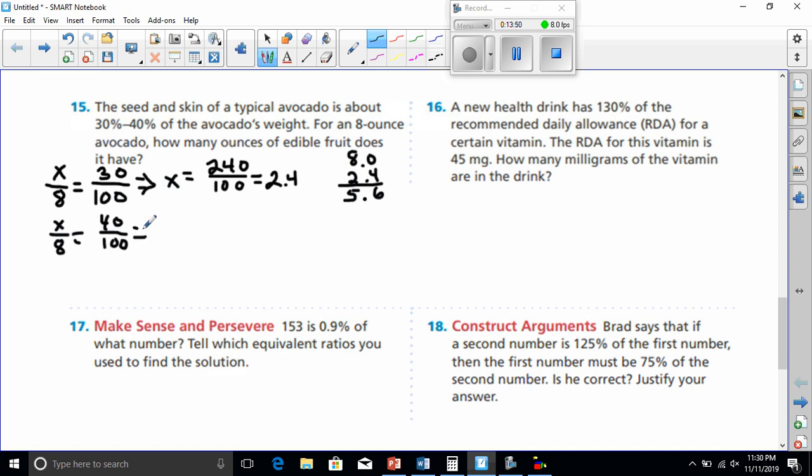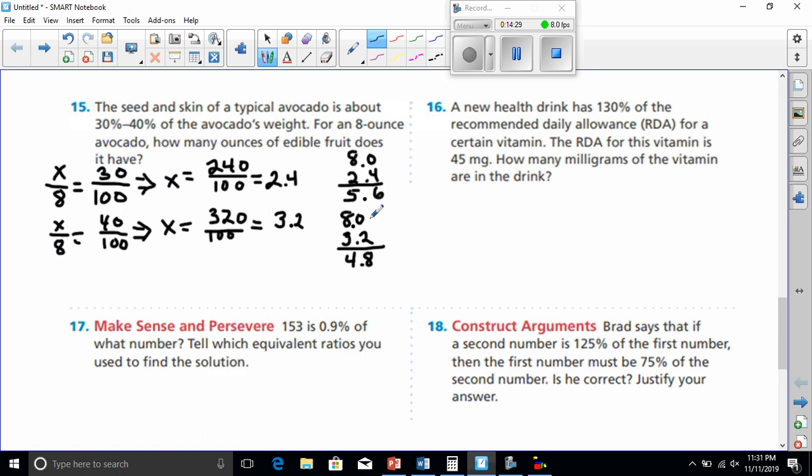And this is going to be, well, 8 times 40 is 320. So this would be 320 over 100. And that's going to give me 3.2. Now I have to take 8 and subtract 3.2. And if I do that, that's going to give me 4.8.